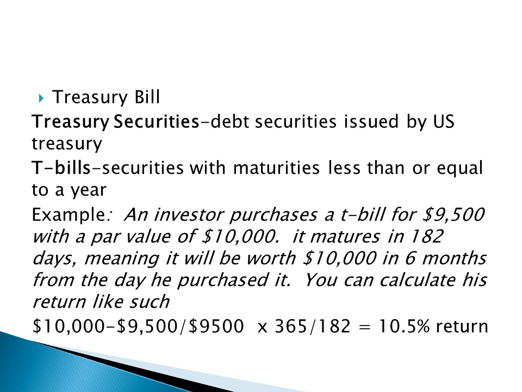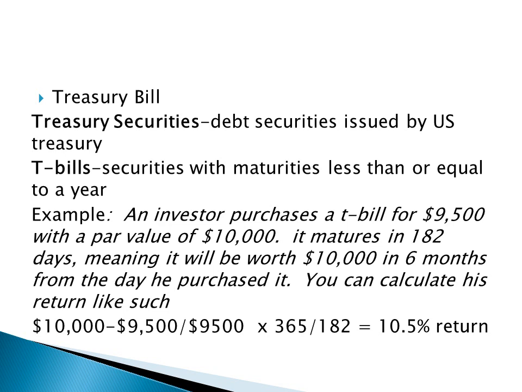What is a Treasury bill? A Treasury security is a debt security issued by the U.S. Treasury. T-bills are short-term investments in these Treasury securities where their maturities are less than or equal to a year. Below, I have an example of a T-bill that you purchased for $9,500 with a par value of $10,000, meaning that the original price for a T-bill would be $10,000. And its maturity date is 182 days, or it's going to mature in 6 months from the day that you bought it.